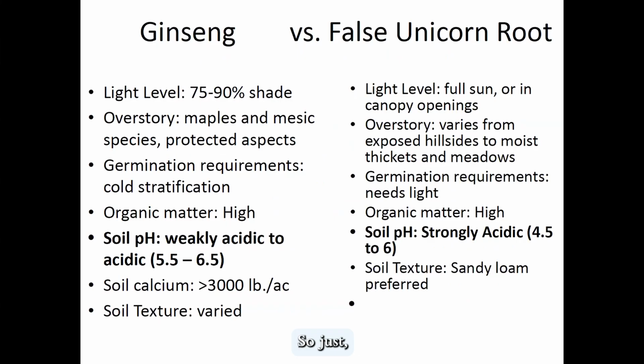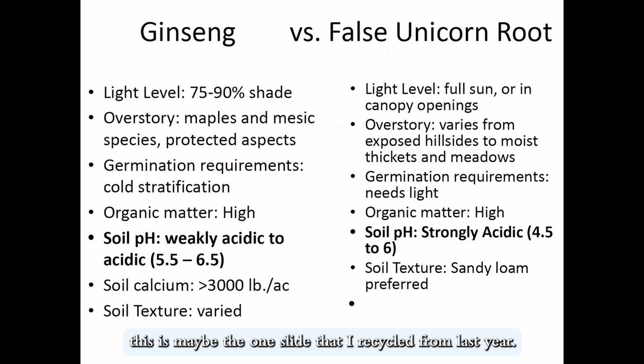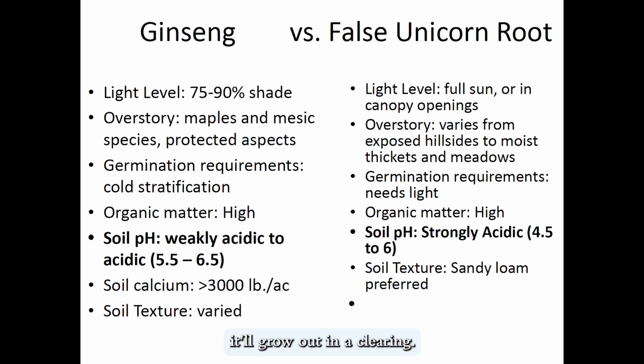So this is maybe the one slide that I recycled from last year. You can see this ginseng, 75 to 90% shade is where it would probably be happy. False unicorn root, people think it's this deep forest herb. It grows on the edge of a road, it'll grow out in a clearing.